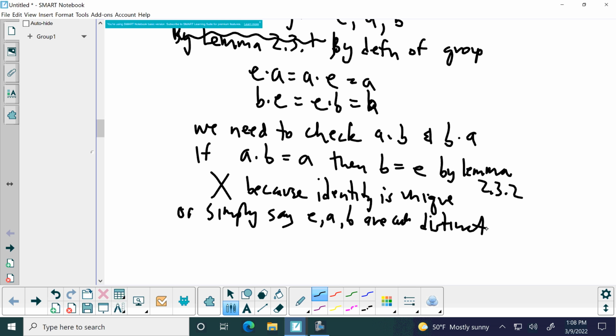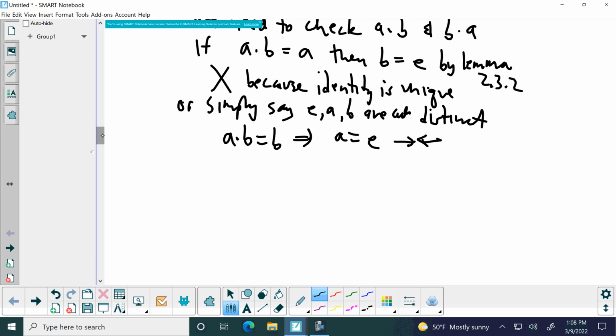And then I note that A times B equal to B leads to A equals E, and that's a contradiction. I can't have that. So finally I have to conclude that A times B is equal to E. A times B can't be A, and A times B can't be B, so that means A times B has to equal E by closure, right?